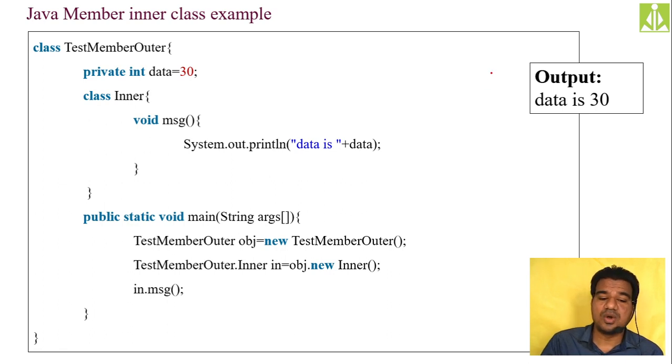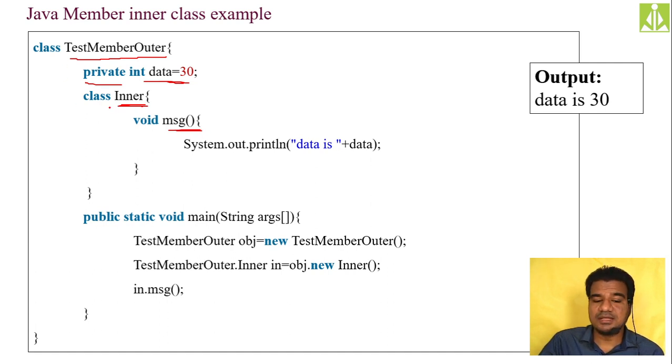For the program demonstration, the outer class we are calling TestMemberOuter. Here we have given the name TestMemberOuter, and in it I am keeping one private data member, that is int data = 30. Now I am creating another class, the inner class, and in this inner class I am creating one message.